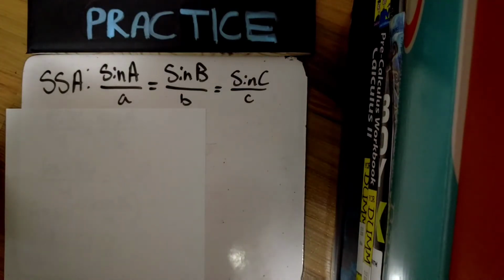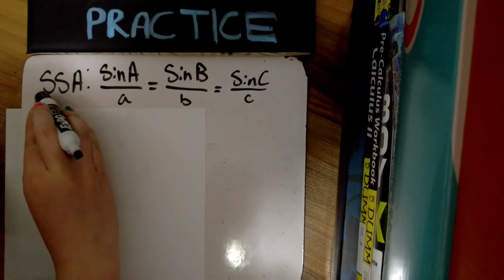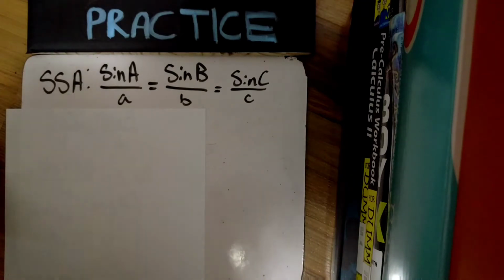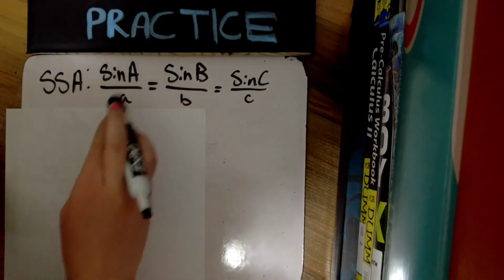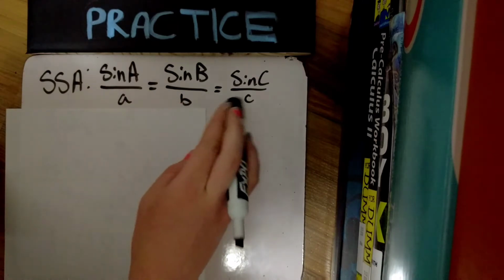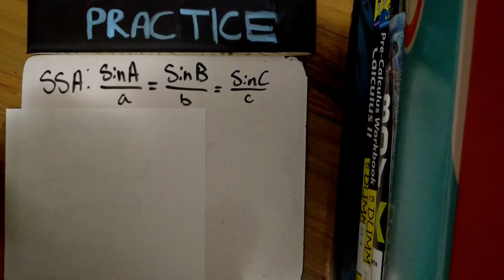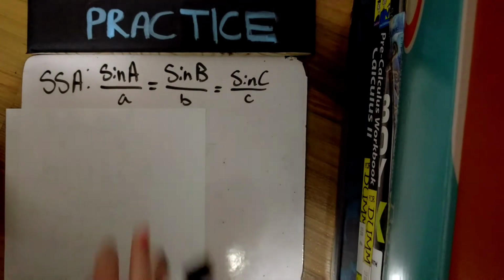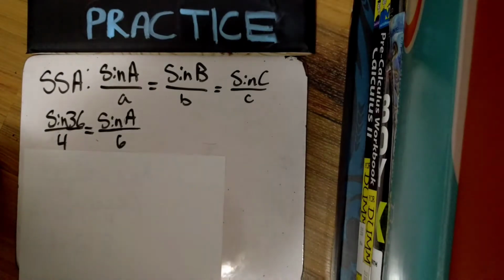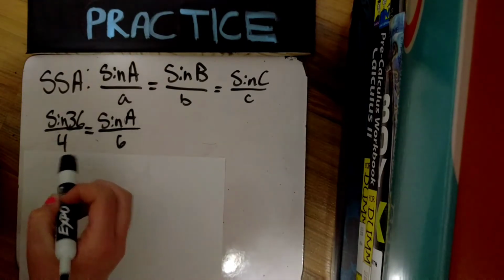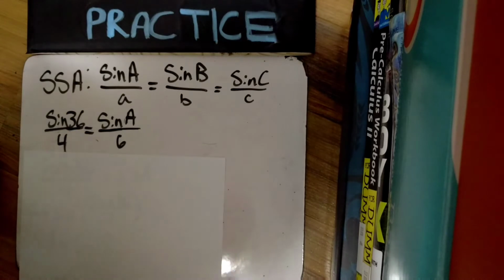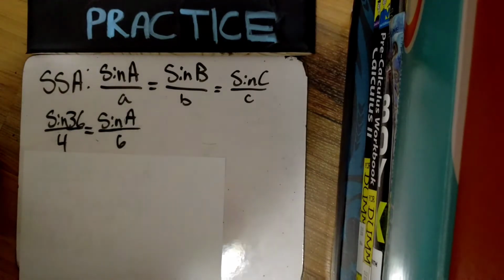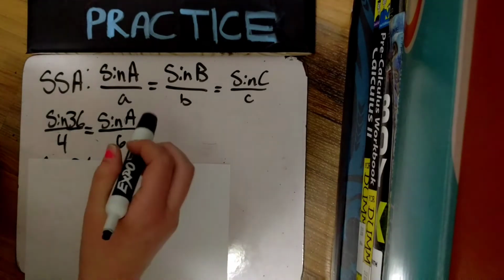So this problem required us to use side angle, which is the ambiguous case, which gives us sine of A over A equals sine of B over B equals sine of C over C. Now remember, we can use any two of these interchangeably. So to fill them in, sine of 36 over 4 equals sine of A over 6, because we do not know the angle A, but we were given the side of A.